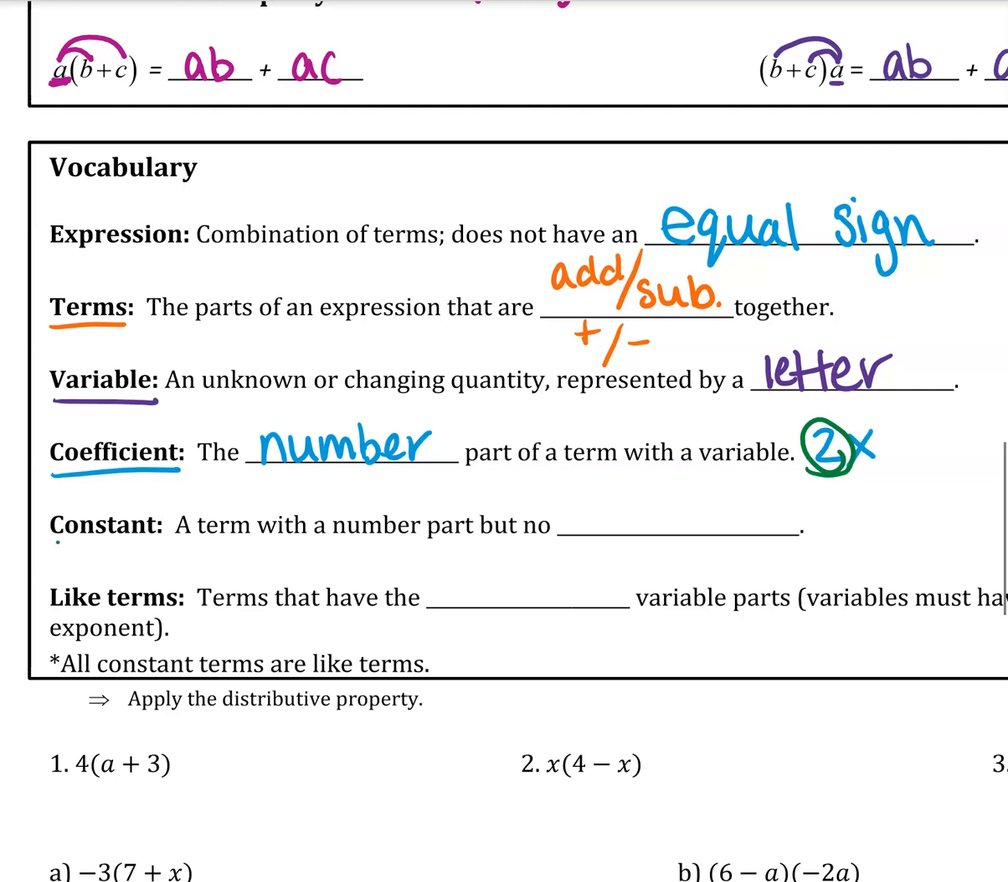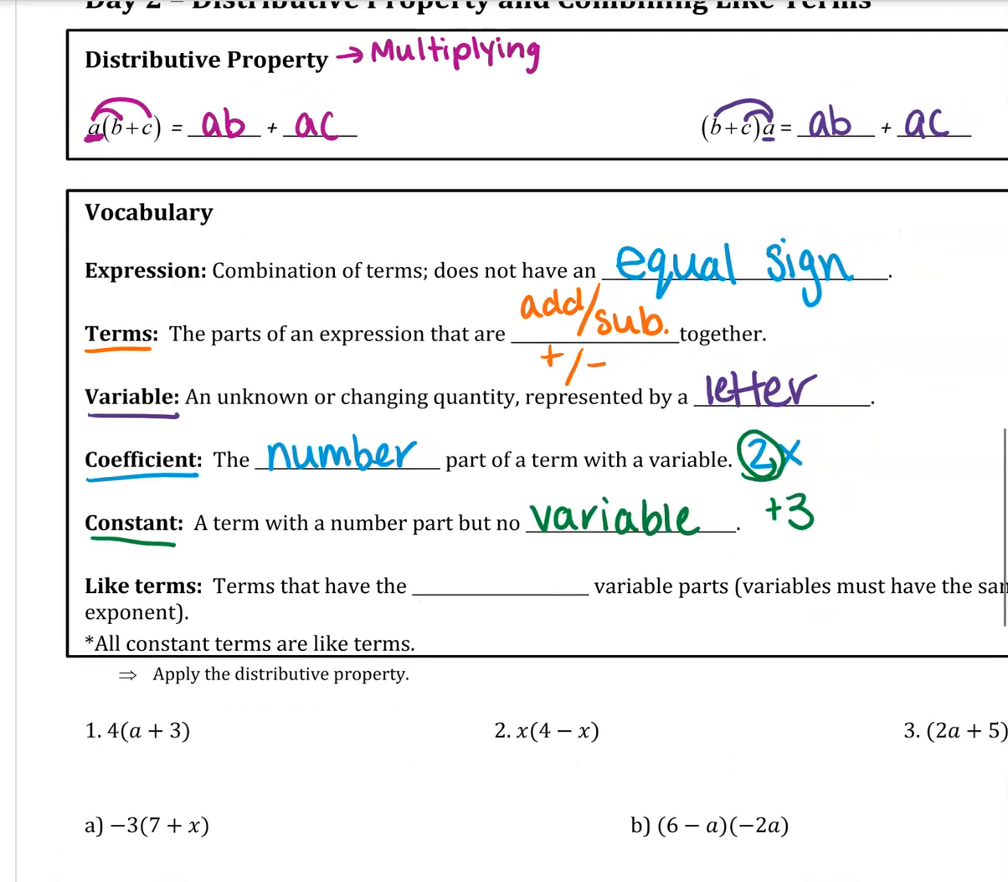Then we have constants. A constant is a term that has a number but no letter or no variable. These are your notes, so if you want to put variable because that's the correct word in there, that's fine. You can also put letter because they are your notes. They're not my notes, so I don't really care. So something like +3, that's a constant. That number is just by itself.